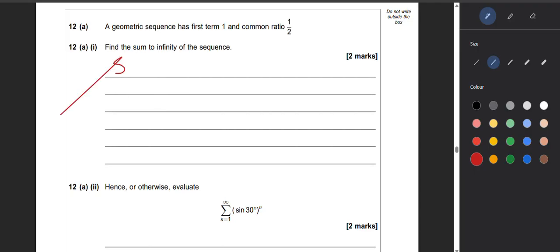So straight from the formula booklet, the sum to infinity is equal to a over 1 minus r for a geometric sequence. And this is pretty straightforward, it's bung the numbers in. So a is 1 and our common ratio is a half. So it's 1 over 1 minus a half, which is 1 over a half, which would just be 2. So for that one, the sum to infinity is 2. That one's not too bad, is it?